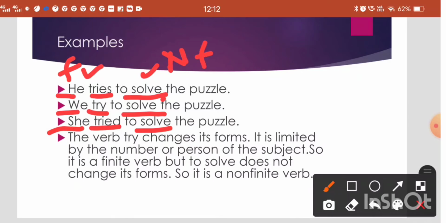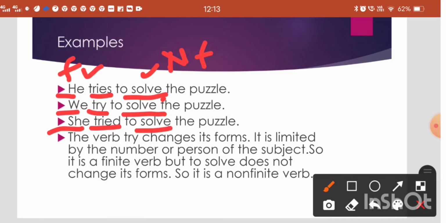So, a non-finite verb is not affected by the number and person of the subject. It does not change its forms. It is always used with a finite verb because it can't stand alone. It does not give its complete sense. So it needs the help of a finite verb to make its sense complete. It does not make a complete sentence.